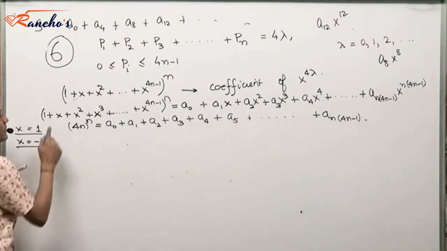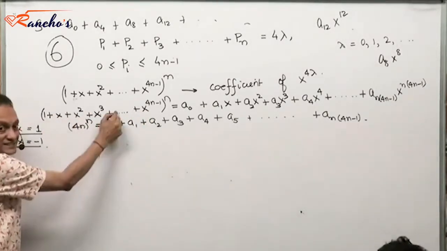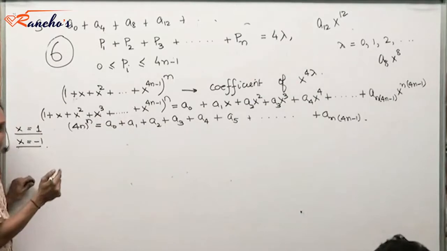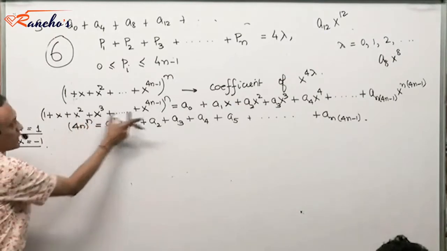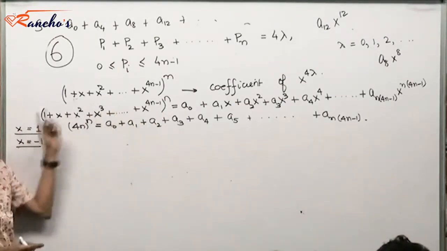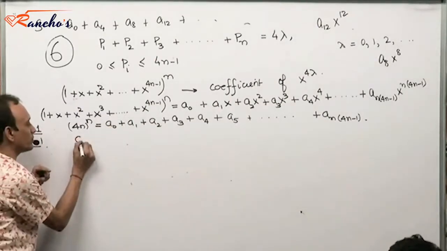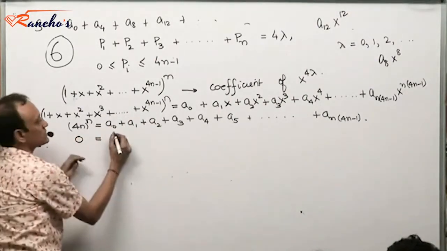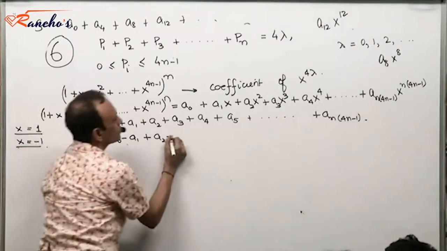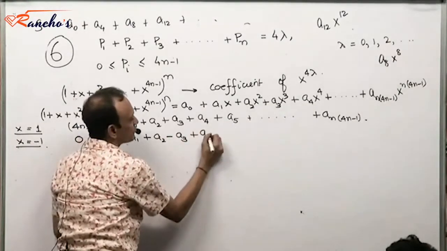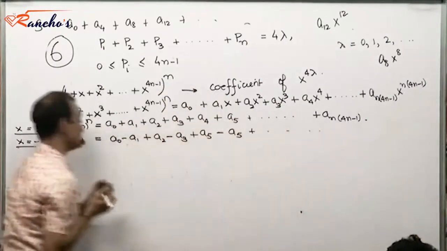Now, in pairs, there are an even number of terms here, isn't it? 4n terms. In pairs, they will get cancelled. So the left hand side will be 0. If I plug in x equal to minus 1, this plus this will be 0, this plus this will be 0, and it's completely pairable because there are an even number of terms. How many terms are there? 4n terms here. So the left hand side would be 0. The right hand side is going to be a0 minus a1 plus a2 minus a3 plus a4. Not yet solved.